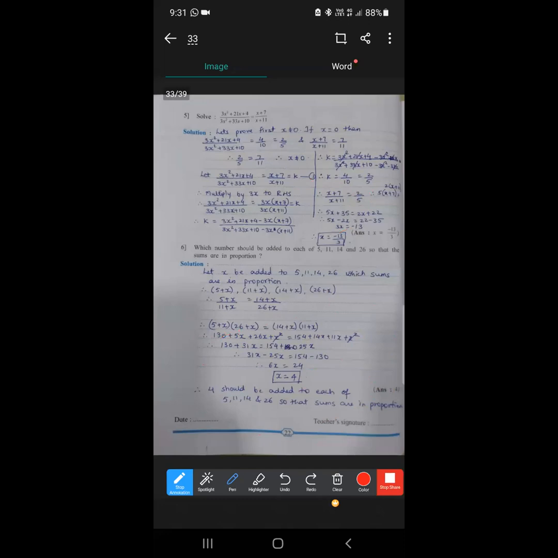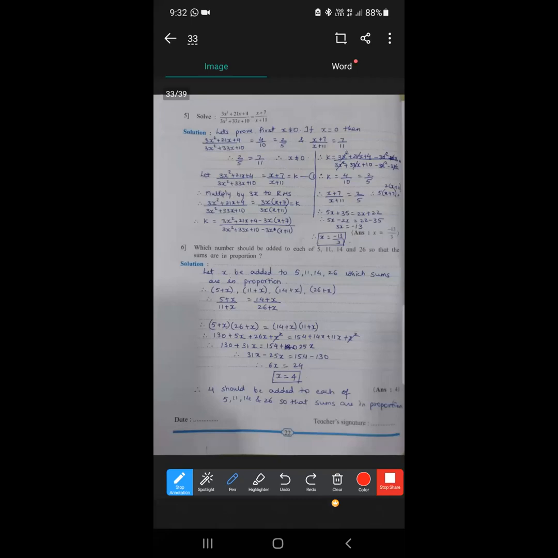So what we have done over here: first we proved that x is not equal to 0. After proving, we took a constant k, came to the value for k, and that value we substituted and got the value for x. So that is question number 5. Now question number 6.